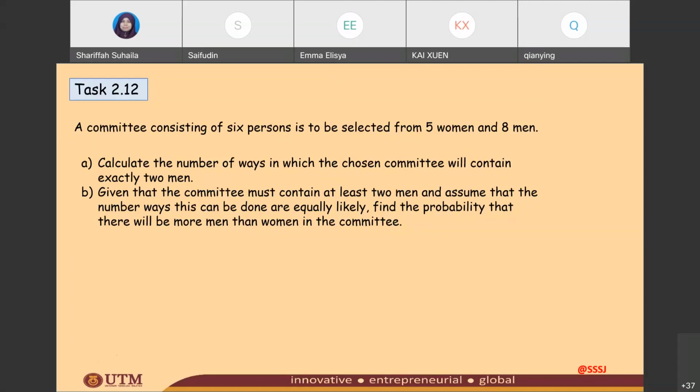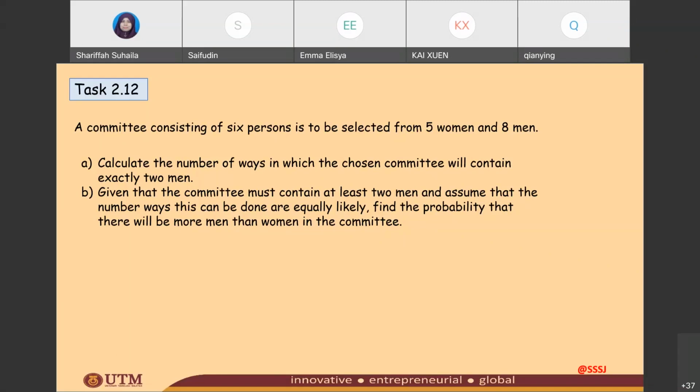Okay, so refer to task 2.12. So here you have 6 persons to be selected from 5 women and also 8 men. Okay, so the first one, calculate the number of ways in which the chosen committee will contain exactly 2 men. Okay, we get the answer for that one.